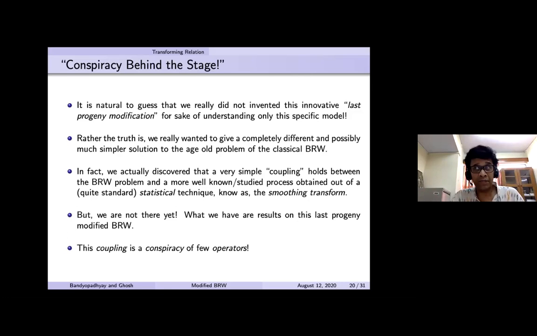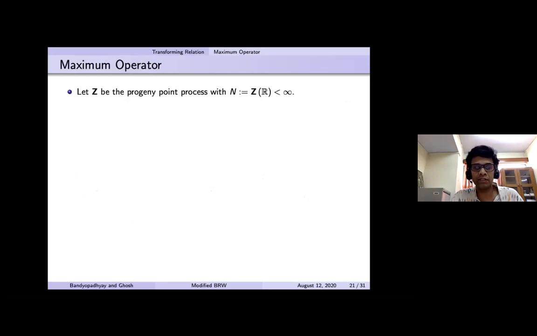Now I'm going to tell you about certain operators which are playing behind the scenes and creating a lot of interesting disturbances. The first one is what I call the maximum operator. Let Z be the progeny point process again, and let us recall that N is the total mass of this process, which we will assume to be finite almost surely. We denote this point process in simple notation as Xi1, Xi2, etc. are the points, where the point process is defined through the delta measures on them, being added up.